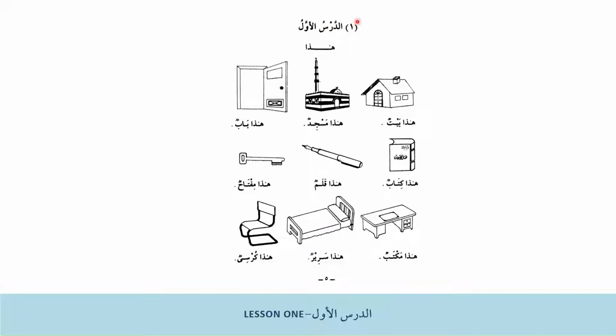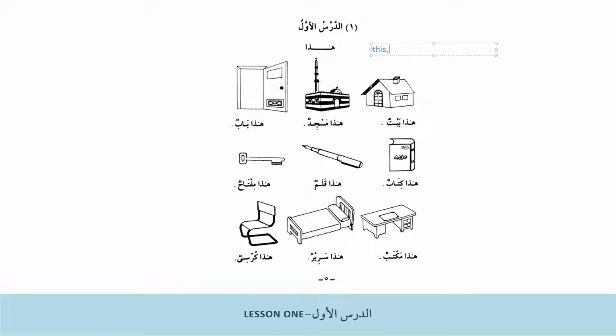So what is this first lesson about? This whole first lesson is about this word here, هذا. Let's add a text box to give some kind of explanation. So هذا means this.